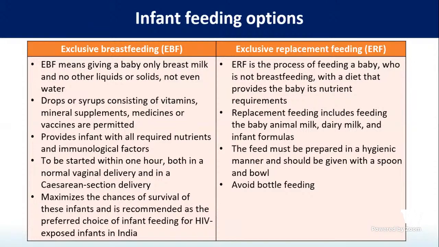Exclusive replacement feeding is the process of feeding a baby who is not on breastfeeding, but with the nutrients which are required being provided. So it could mean feeding the baby animal milk, cow milk, dairy milk, or infant formulas. However, this feed needs to be prepared in a hygienic manner and should be given in a vati spoon. Bottle feeding has to be avoided at all times.